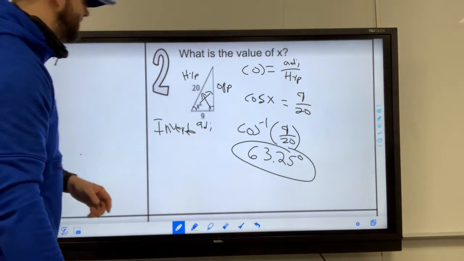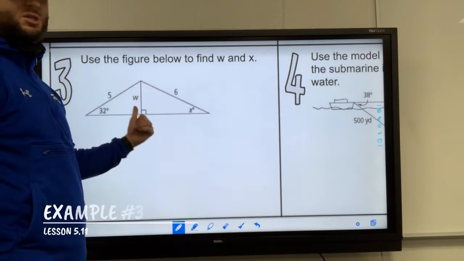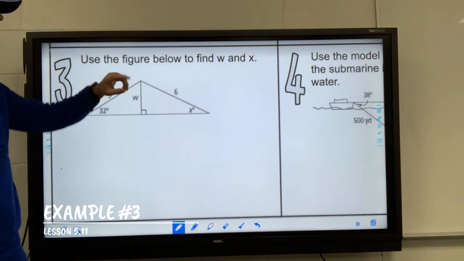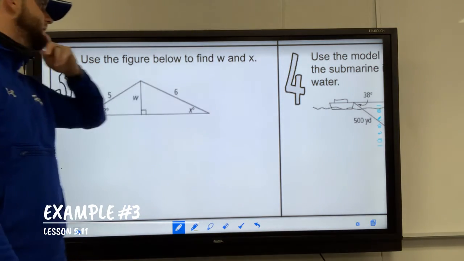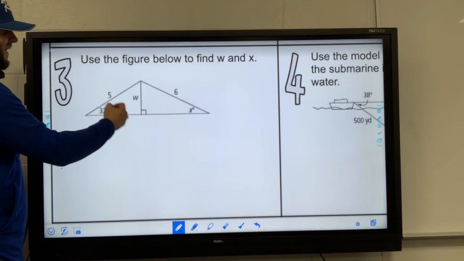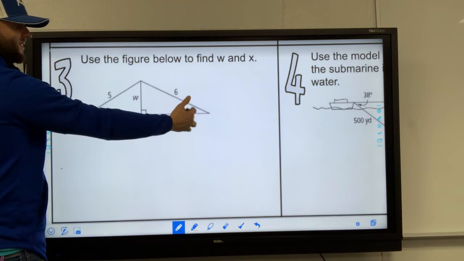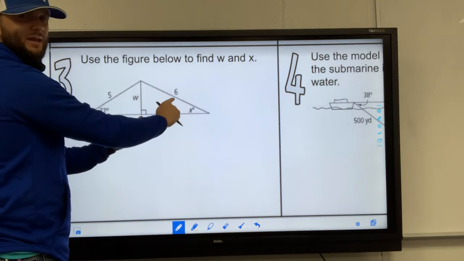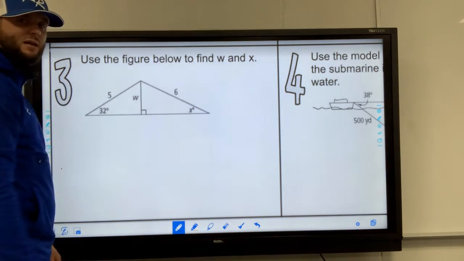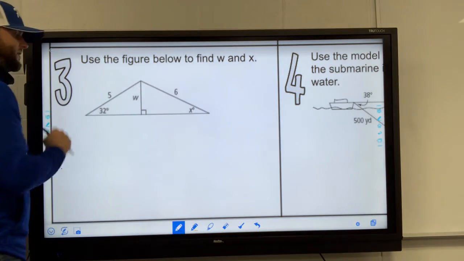Okay, let's jump over to example number 3. It says, use the figure below to find W and X. So right now, I'm going to end up finding W first, and then I'm going to find X down here. Because in order for me to find this angle, I need 2 side lengths, okay? And I don't have 2 side lengths, so I need to find W first.